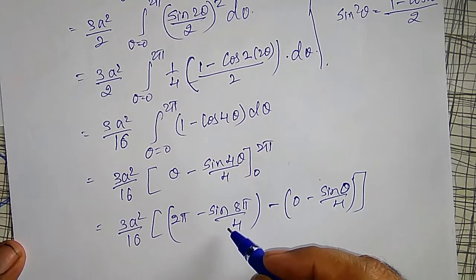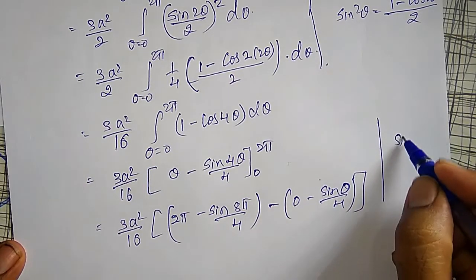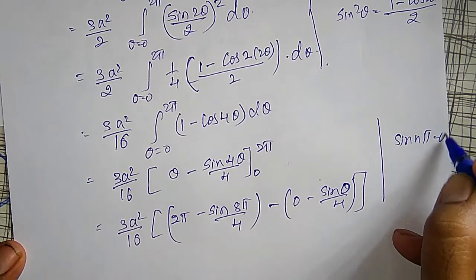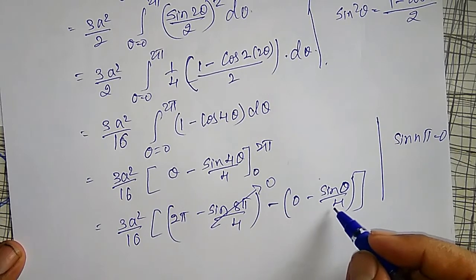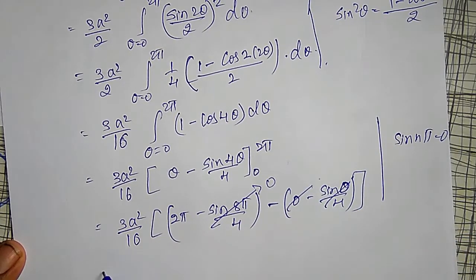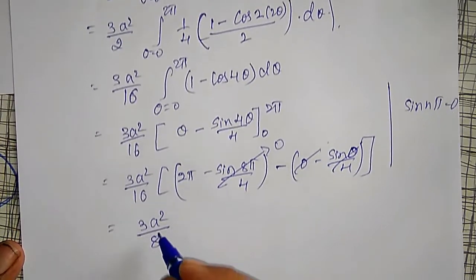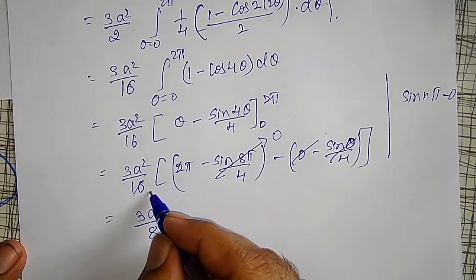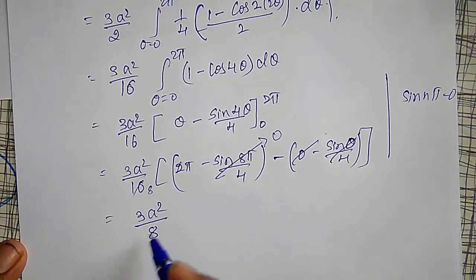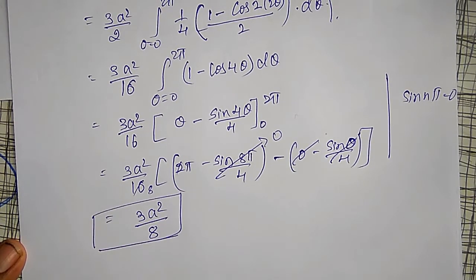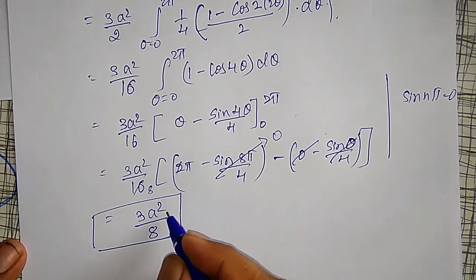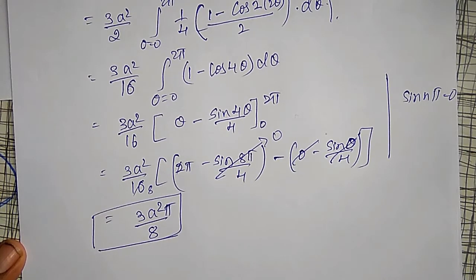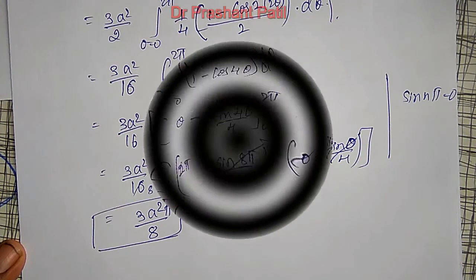Here sin 8 pi, sin n pi value is equal to 0, therefore this is 0, then this is also 0, this is also 0, only 2 pi will remain, therefore 3a square divided by 8 is the required answer. 2 ones are 2, 8s are, therefore 3 pi a square divided by 8 is the area of the asteroid what we required. Okay, next problems I am solving the next.